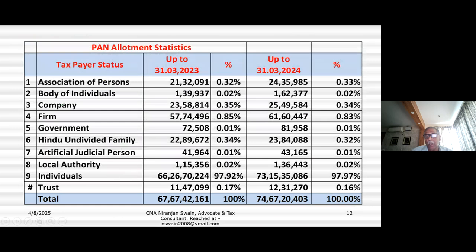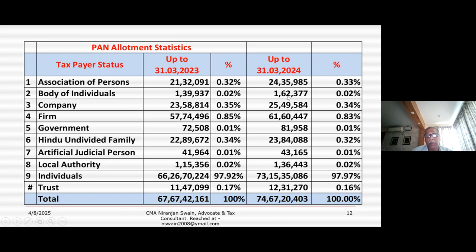73.15 crores PAN holders out of 74.67 on 31st March 2024. Now it may be more. So you will find the individual PAN holders are more. And these are the actual statistics. Companies are only 25.49 lakhs.